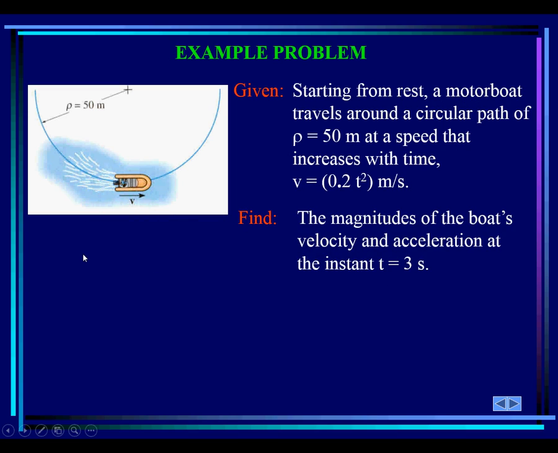Okay, here's an example. Starting from rest, this motorboat travels around a circular path of 50 meters at a speed that increases with time, v equals 0.2 t squared. The speed increases with time. Find the magnitudes of the boat's velocity and acceleration at the instant t equals 3 seconds. So how do we do this?